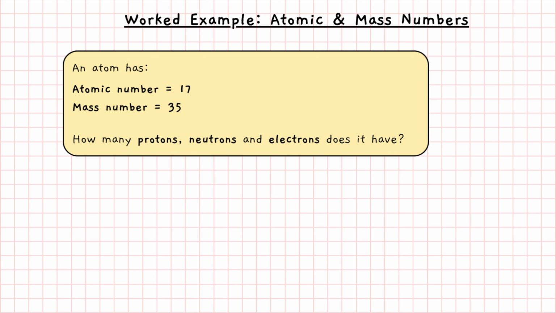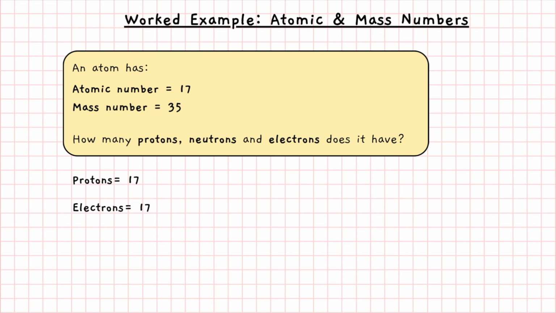We always start with the atomic number. The atomic number tells you the number of protons. So if the atomic number is 17, the atom has 17 protons. Now look carefully at the wording of this question. It says an atom, not an ion. That tells us the atom is neutral, which means the number of electrons must be the same as the number of protons. So if we have 17 protons, we must also have 17 electrons.